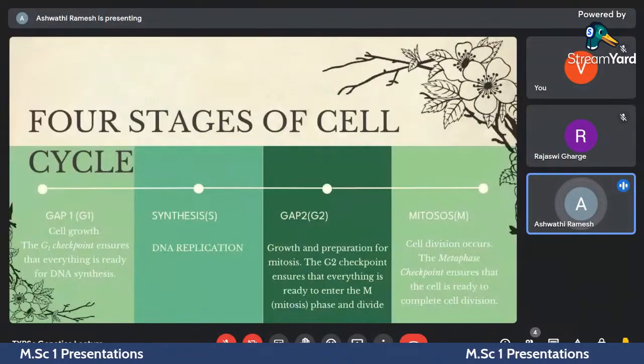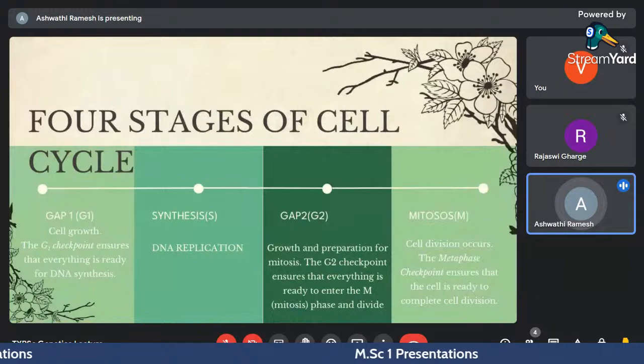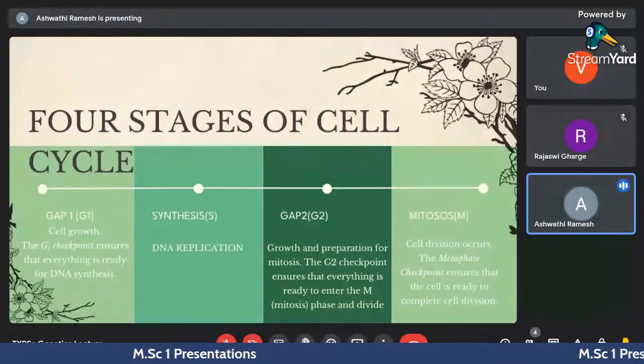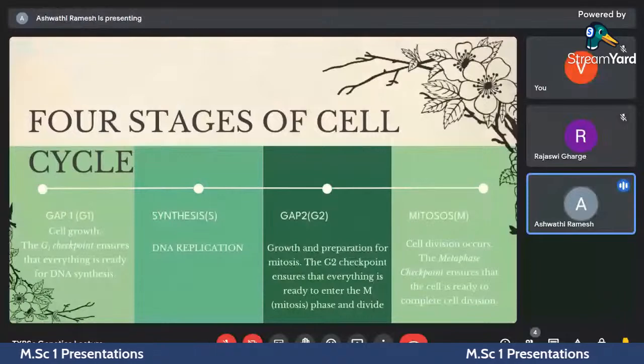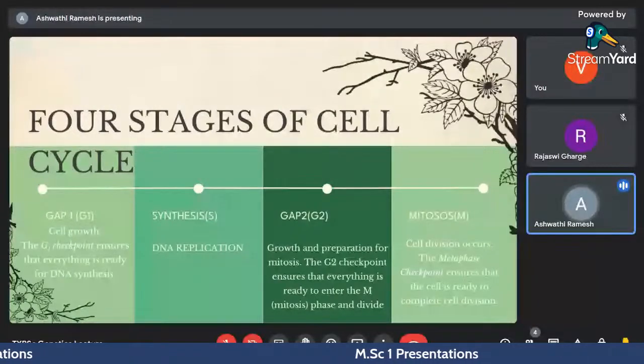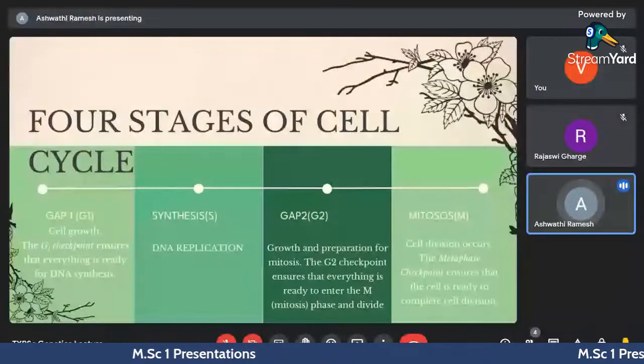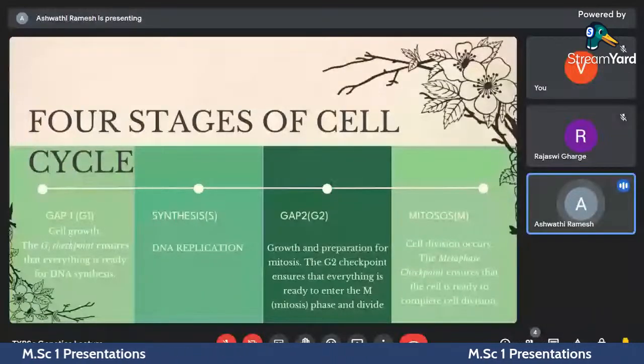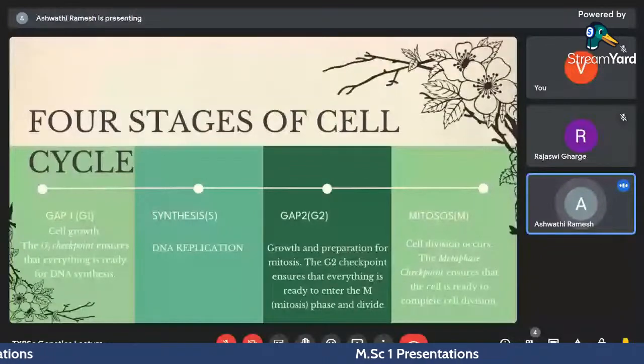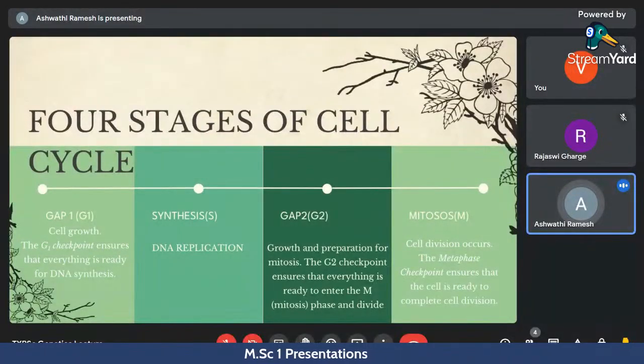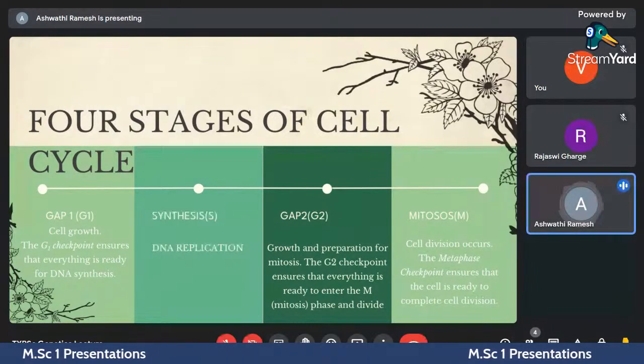G1, gap 1, is cell growth. The G1 checkpoint ensures that everything is ready for DNA synthesis. Then DNA replication takes place in synthesis. In G2 phase, there is growth and preparation for mitosis. The G2 checkpoint ensures that everything is ready to enter the M phase and divide. In mitosis, cell division occurs. The metaphase checkpoint ensures that the cell is ready to complete cell division.